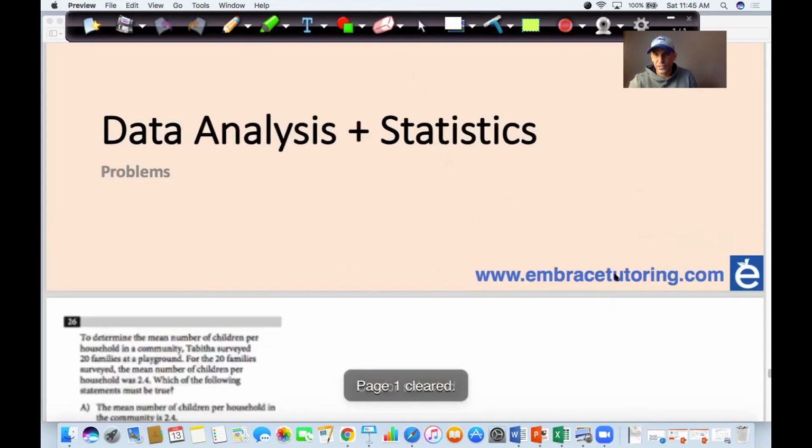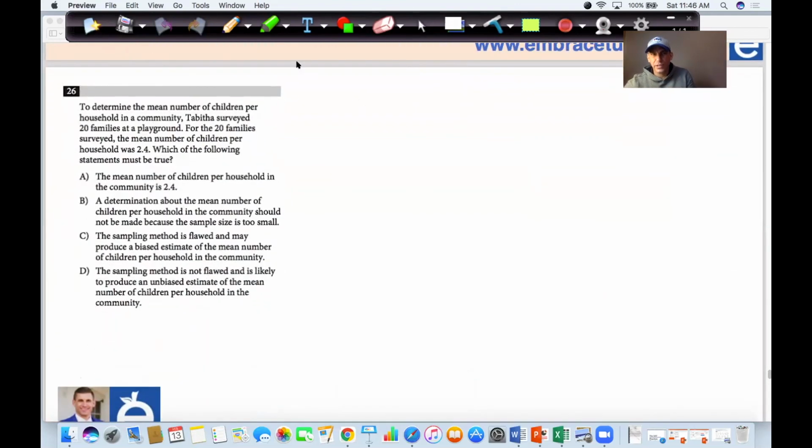And whenever you do surveys and studies, there are essentially 3 key components. It says, to determine the mean number of children per household in a community, Tabitha surveyed, this is my huge hint, 20 families at a playground. For the 20 families surveyed, the mean number of children per household was 2.4. Which of the following statements must be true? Whenever you have a must, you're looking for the most reliable answer, the answer that definitely can't be crossed off. That's what you're looking for, okay?